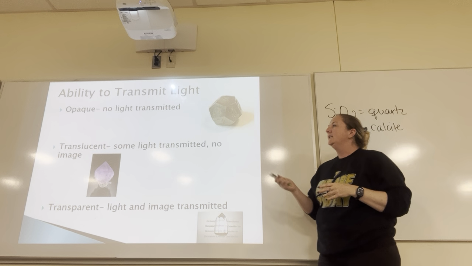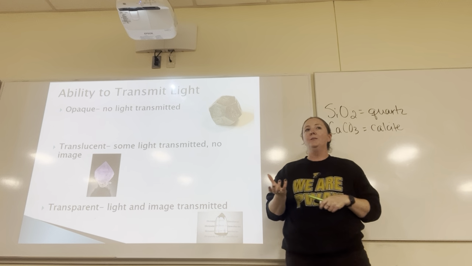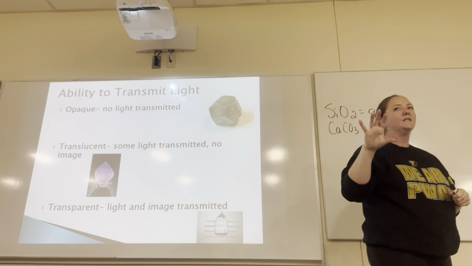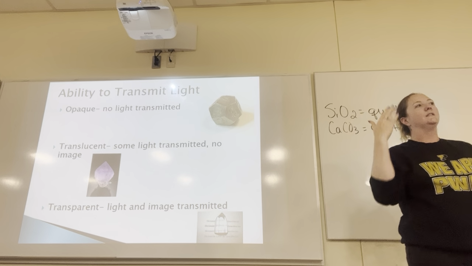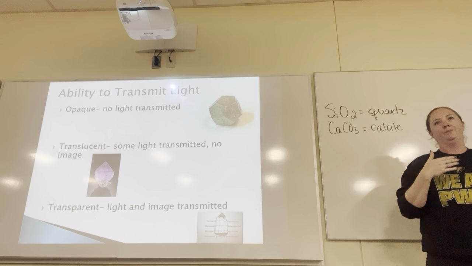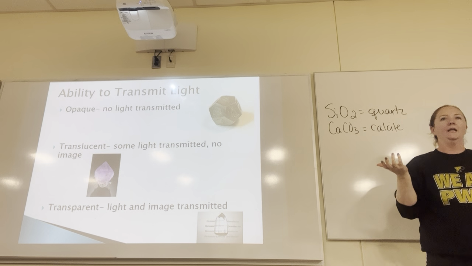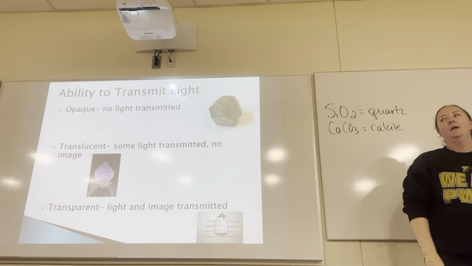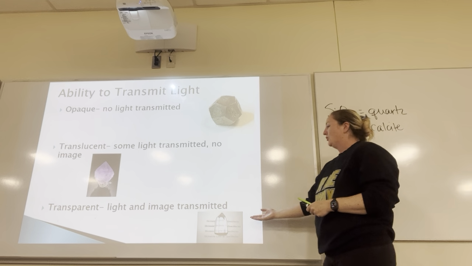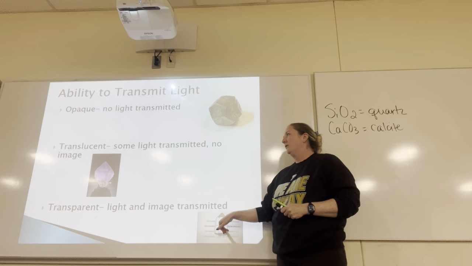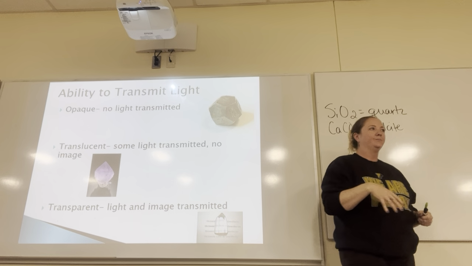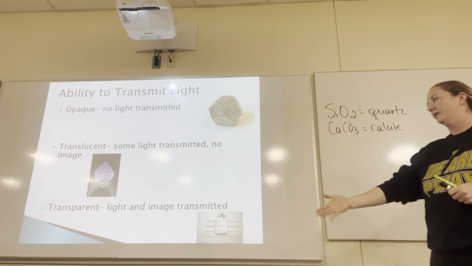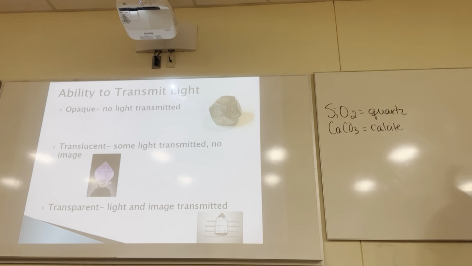A translucent substance is able to transmit some light so that you can see that there's light coming through it, but it's not clear enough for you to see an image through it. Like frosted glass, that would be translucent. I can see the light coming through, but I can't discern what's behind it. And then something that is transparent is completely see-through, so both light and images are transmitted through. You could look right through it, like your glasses or this quartz, whatever it is that you're looking at. So that would be our next property.